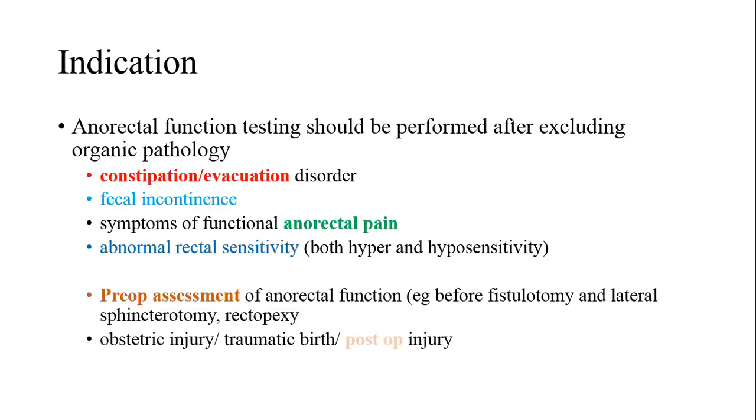Among the indications for an anorectal manometry include patients with constipation or evacuation disorders, fecal incontinence, symptoms of functional anorectal pain, or conditions when the patient has symptoms to suggest hyper or hyposensitivity of the rectum. Besides that, pre-op and post-op assessment is also crucial. For example, pre-op assessments before fistulotomy or a lateral sphincterotomy. Post-op evaluation can be performed, especially in post-op cases that develop fecal incontinence or even in post-obstetric injury or post-traumatic delivery.